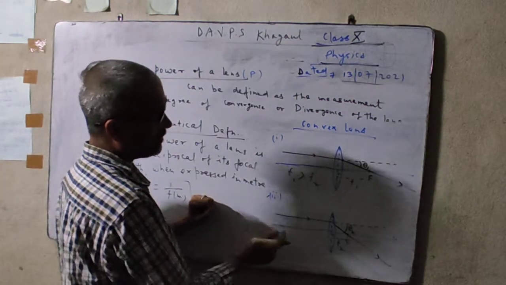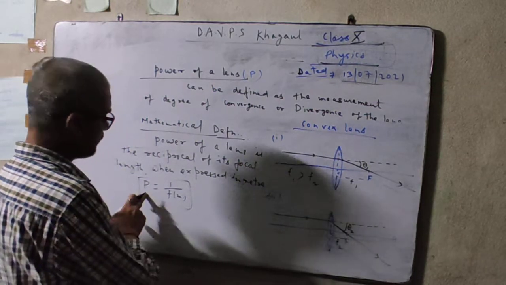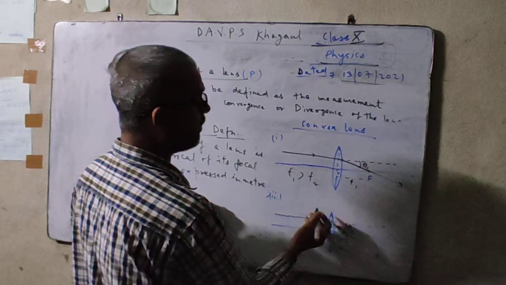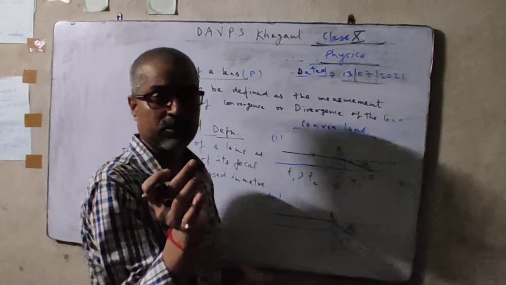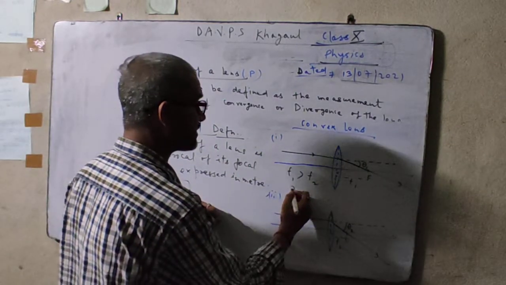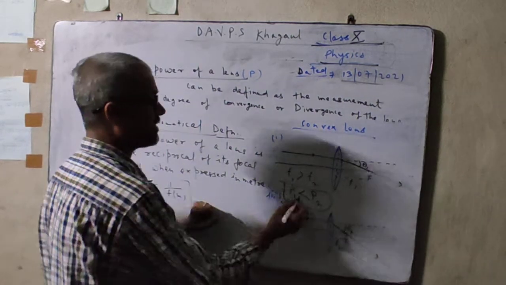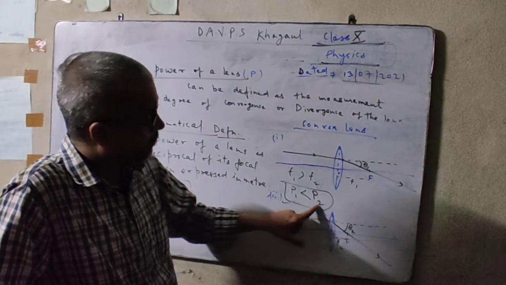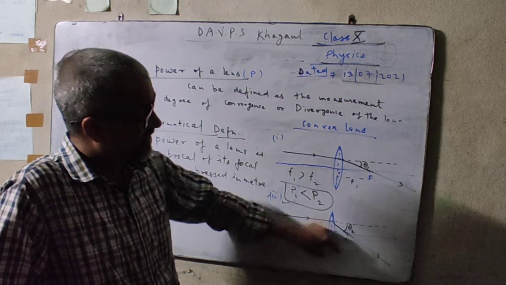Now we see, if we apply this in the power formula, what will our power be? Power of this f1, that means the focal length of lens f1 is more, so the power of the first lens will be less in comparison to the power of the second convex lens. So the second convex lens has more power because its focal length is less.